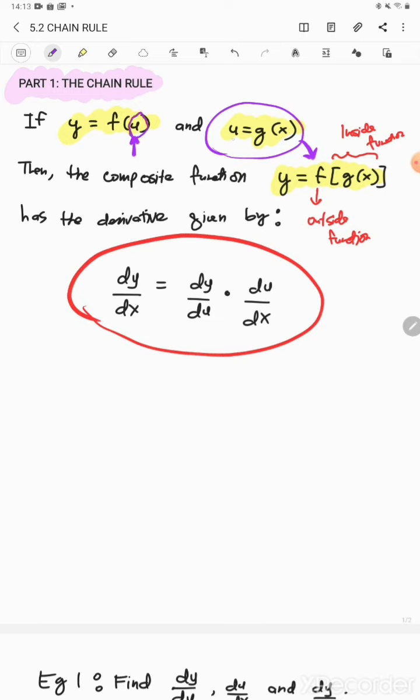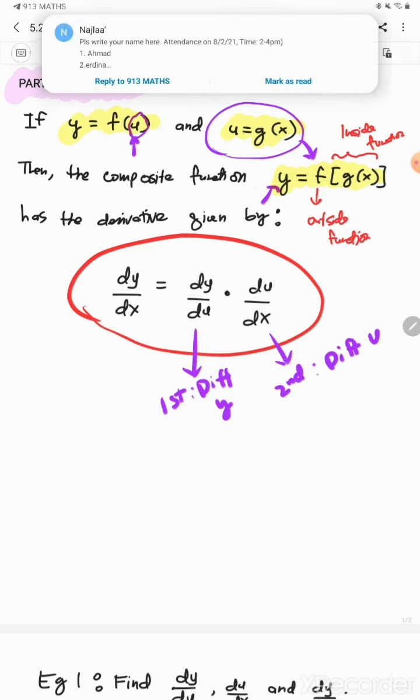And how can we differentiate the composite function? It has the derivative given by, since we have y here, dy over dx equal to dy over du multiply du over dx. Why? Because you have to do step by step, where the first step you have to differentiate y, the first function, and the second step you have to differentiate u.